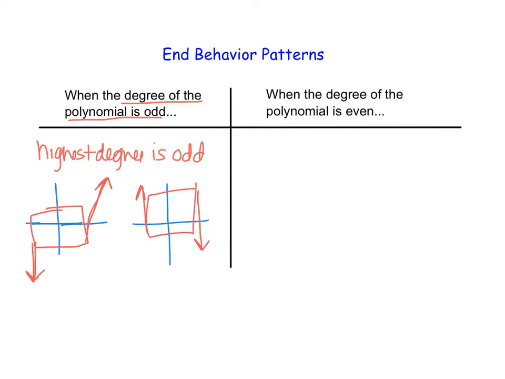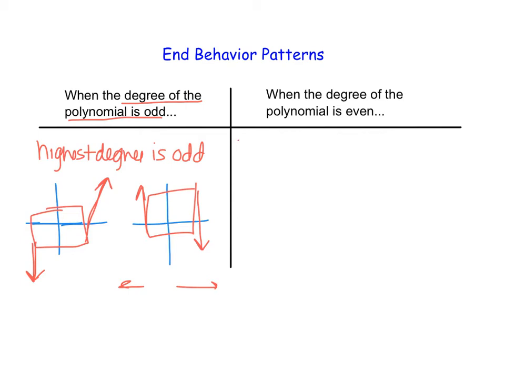But if the degree is odd, the two ends are going to be going in opposite directions. One is going to be going up and one is going to be going down. So you can automatically assume, regardless of what's going on on the inside, that the end behavior, or what's going on forever to the right and forever to the left of this graph, is going to be two different things.